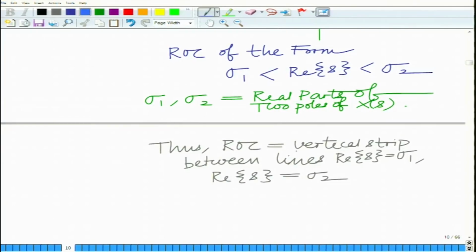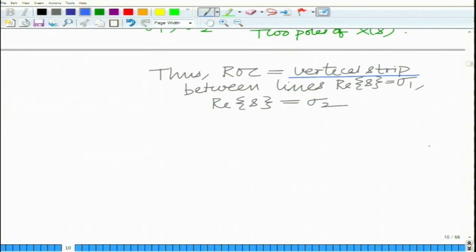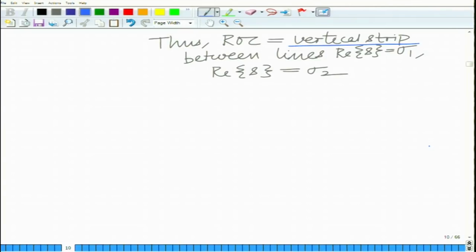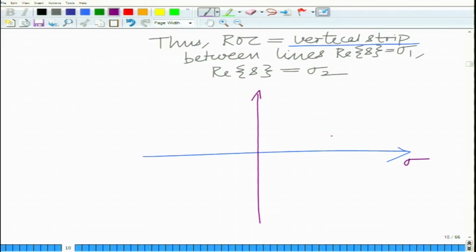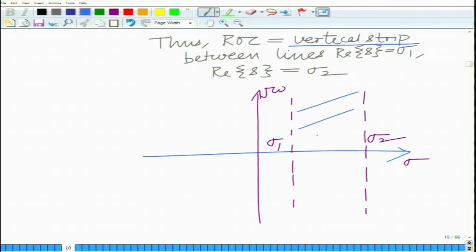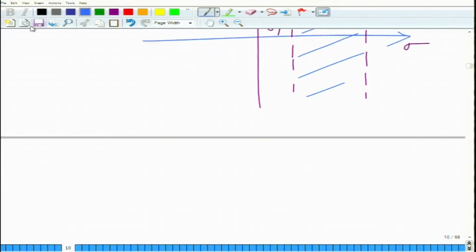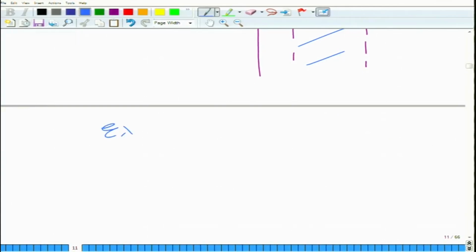So the ROC is basically a vertical strip, and you can check this as follows. Let me just draw this. So you have sigma, you have j omega, you have your sigma 1, you have your sigma 2, the real parts of these two poles, and therefore the ROC will be this vertical strip. This is your ROC. This I think is best illustrated using an example.